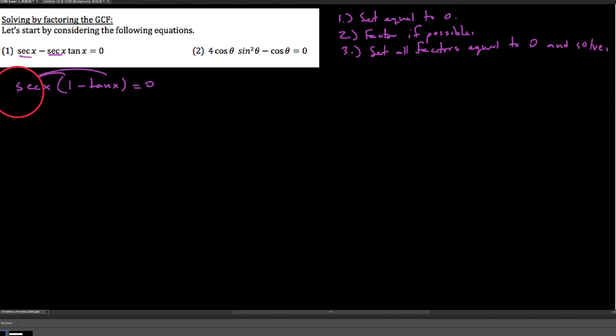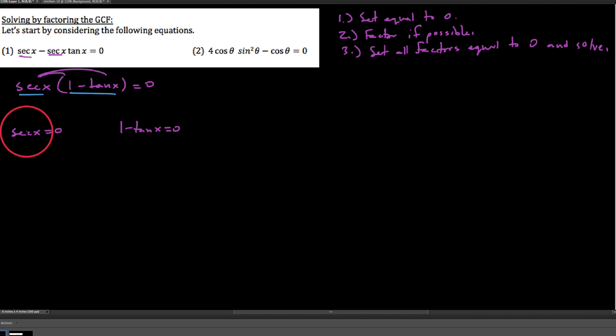The benefit of doing this, of course, is we've taken something that's written as a difference of two things, something minus something, and rewritten it as a product of factors equaling 0. Because we have a factored statement equaling 0, either secant of x has to be equal to 0, or 1 minus the tangent of x has to be equal to 0. So let's deal with these individually, starting with the one on the left here.